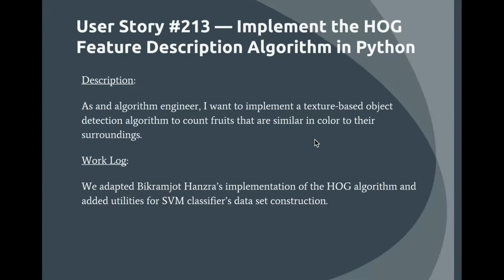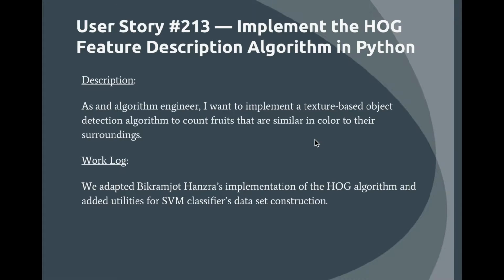User story 213. Implement the histogram of oriented gradients feature description algorithm in Python. As an algorithm engineer, I want to implement a texture-based object detection algorithm to count fruits that are similar in color to their surroundings. In this case, we adapted an existing implementation of the HOG algorithm and added utilities for constructing the data set that the SVM classifier would learn to classify from.